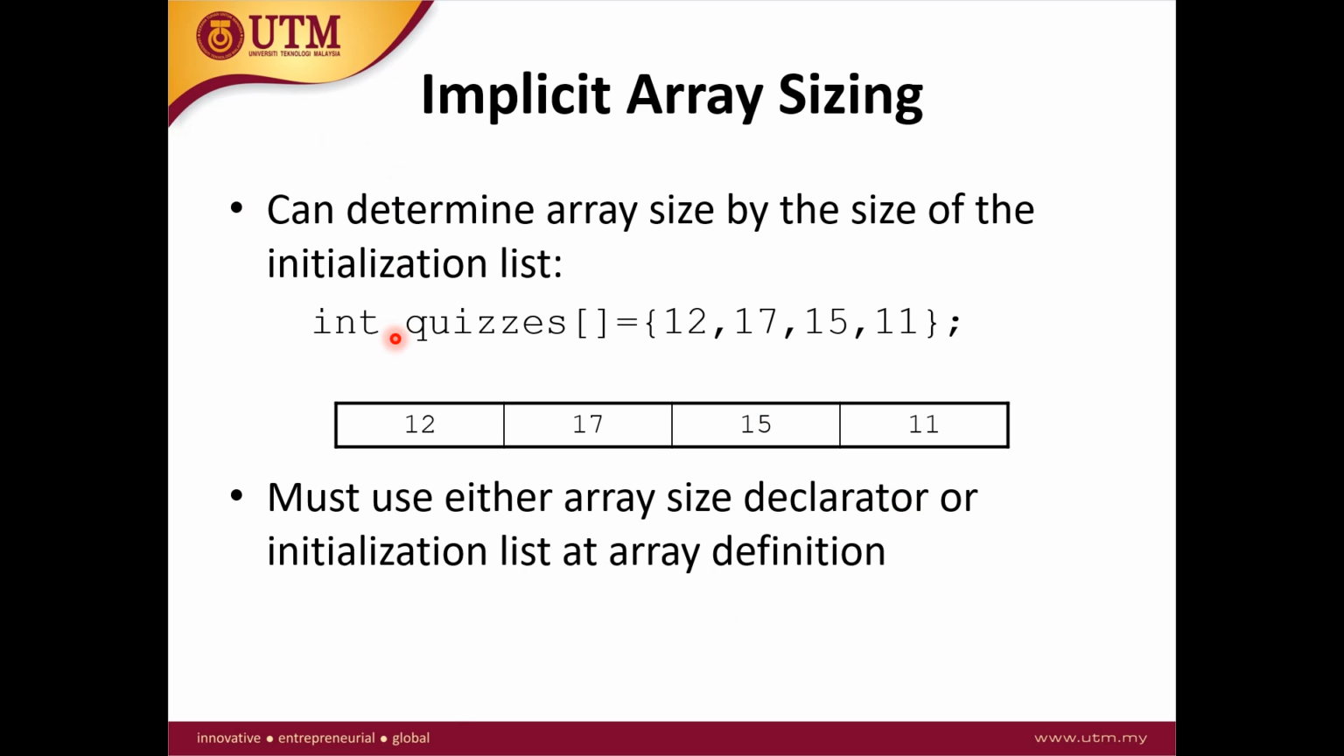Implicit array size: in those types of arrays where we are not specifying the size, how is the size going to be calculated? By the number of elements in the initialization step. So the size of this array is going to be 4. That means the memory is going to allocate 4 memory locations to the array.